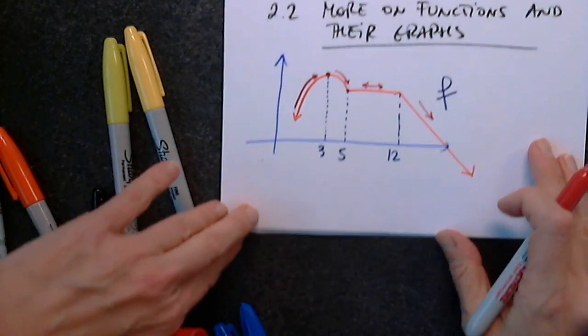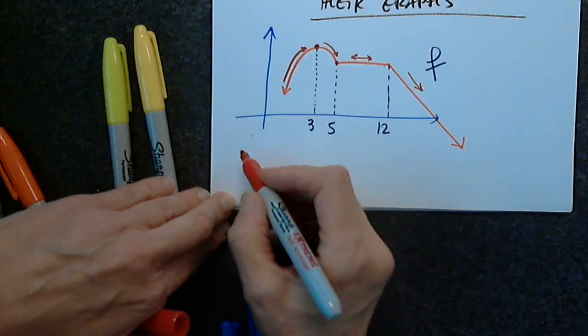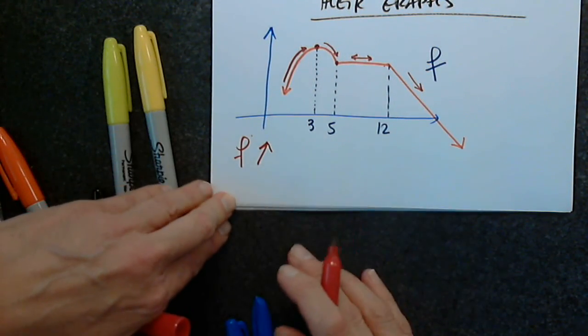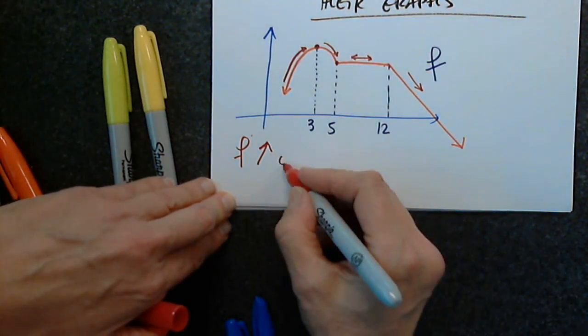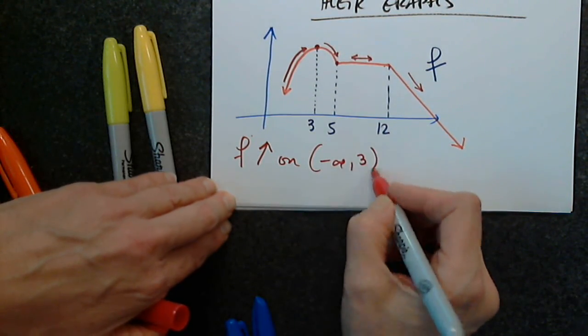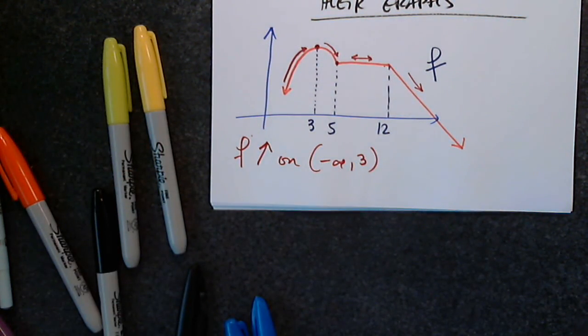So here's the way we write it. F increasing on negative infinity to 3. Some books present a closed bracket, which means including 3. I don't recommend it. In calculus we don't consider that at 3, at any particular point, the function is a constant value. It's a value, right? It's not increasing or decreasing. So I recommend using parentheses.